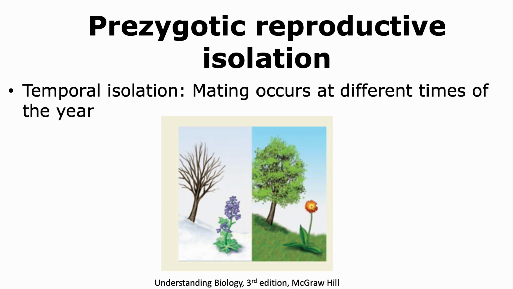Another type of prezygotic reproductive isolating mechanism is temporal isolation. In this scenario, the mating between the members of one species occurs at a different time than the matings between the members of another species. Since mating is happening at different times of the year, the two different species will not interbreed with one another.